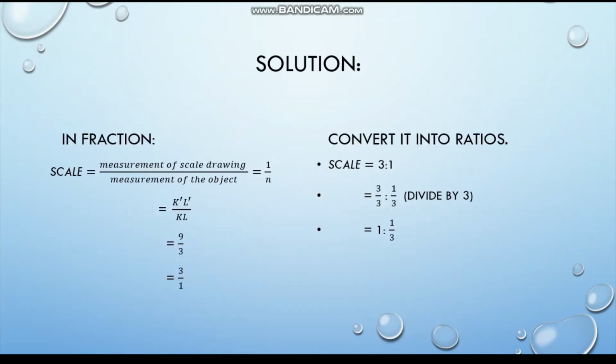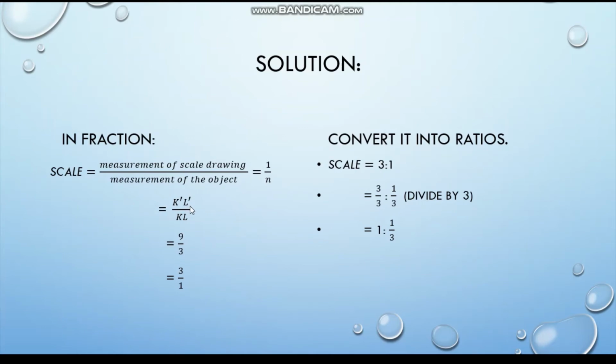Okay, first thing first is to identify the formula of the scale drawing. Scale is equal to the measurement of the scale drawing divided by the measurement of the object, that is equal to 1 over n. This time we use K prime L prime over K L. How many units in K prime L prime?